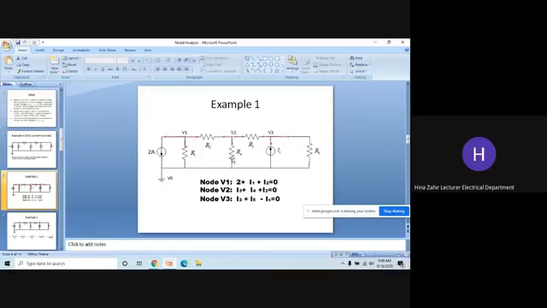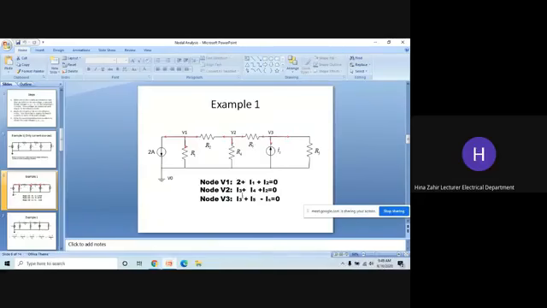Now what about I4? We will write V2 divided by R4, because we actually say V2 minus 0 divided by R4, but it is V2 by R4. Similarly, at this side, I3, V2 minus V3 divided by R3. That is our second node.